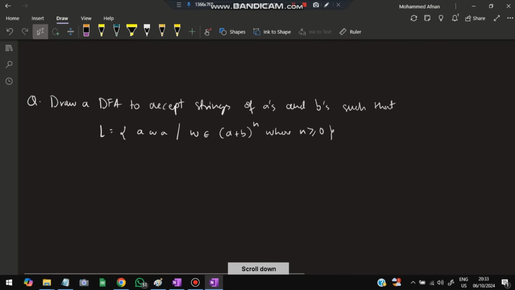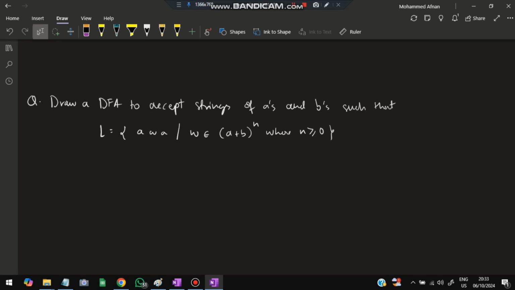Okay. Next, we have: draw DFA to accept strings of AB such that AWA, where W belongs to (A or B) power n. Okay. So here W is there. W can be A or B n number of times. Okay, A or B it can be n number of times. And it is starting and ending with A.